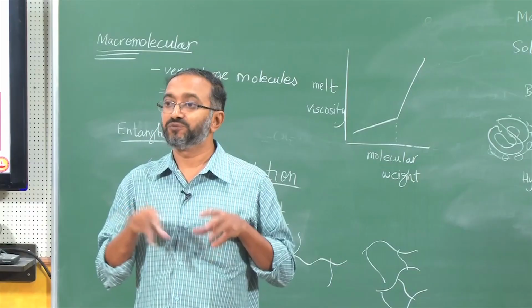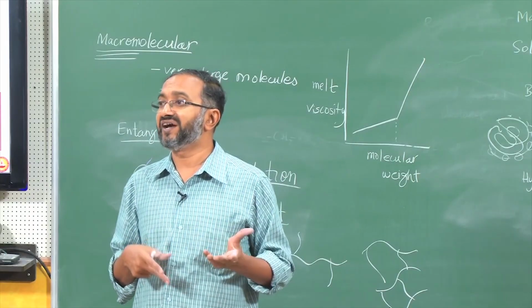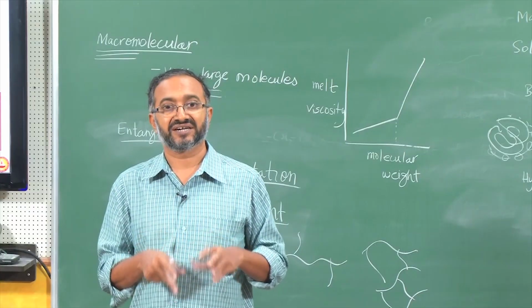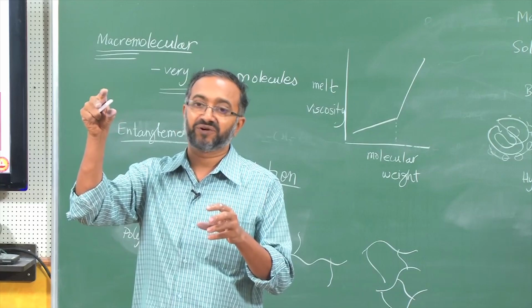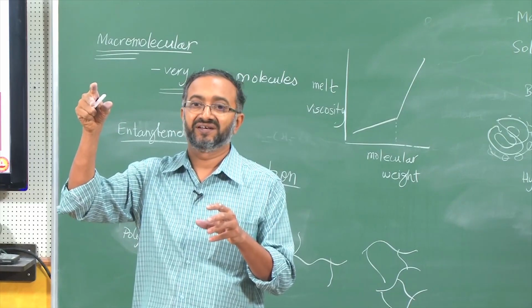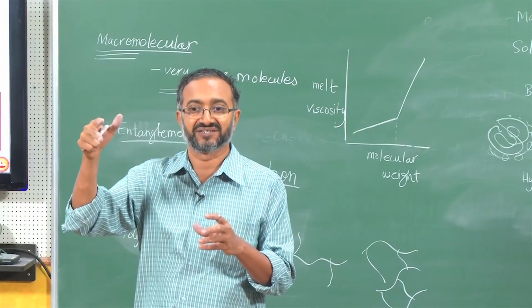Just the way if you have too many charges, if the ionic strength of the medium is very high, then we say that the electrostatic interactions are screened out. So, for example, two charges which are far away from each other will not see each other's presence because there are too many other charges. So, we say there is a screening of electrostatic charges.